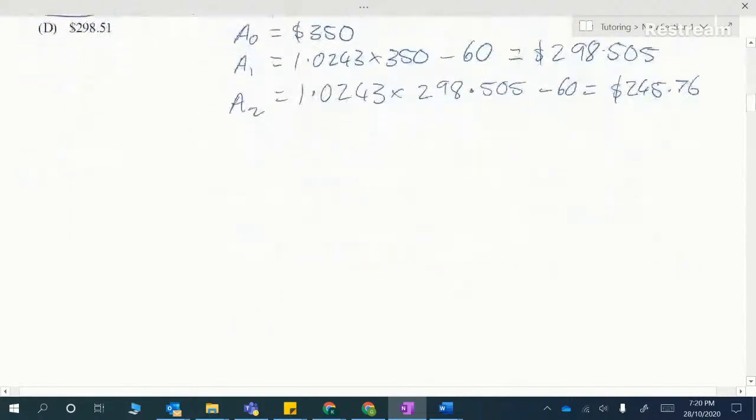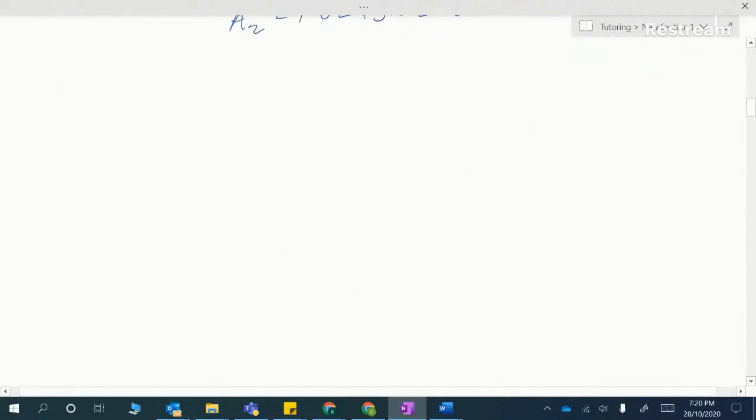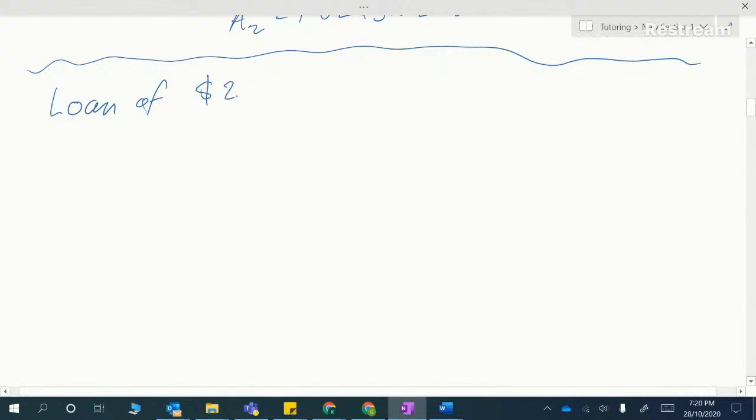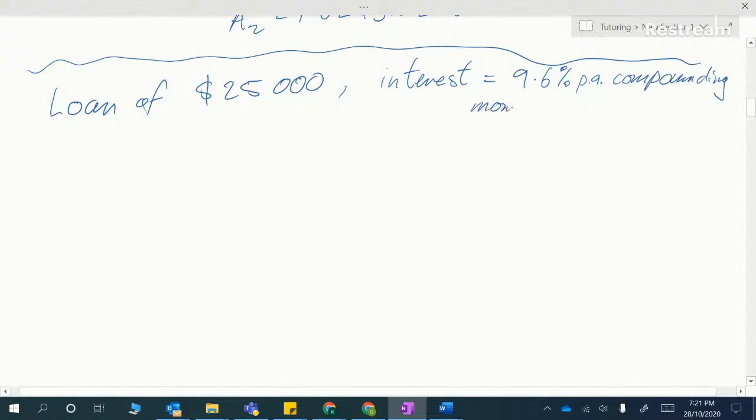So if I were to give you an example, maybe you could turn it into a recurrence relation. Okay, so let's say there's a loan of $25,000. Interest, let's do 9.6%. Let's do compounding monthly. And let's say that there's repayments. Let's make the repayments, I don't know, 250, doesn't really matter.